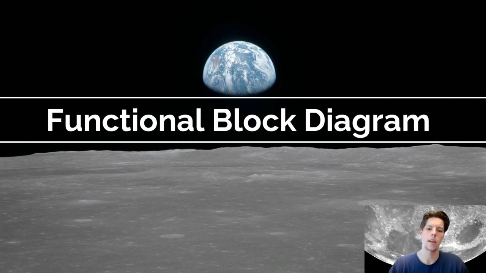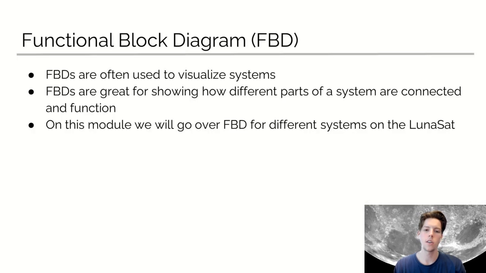Hi, everyone. So now we're going to be going through the functional block diagram of the LunaSat. A functional block diagram, also known as an FBD, is often used to visualize systems. They're great for showing how different parts of a system are connected and how they function. It really shows how everything works together and how everything's connected. So it's really helpful. And in this module, we'll be going over the FBD for different systems of the LunaSat.